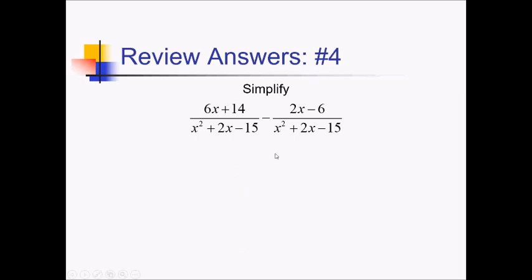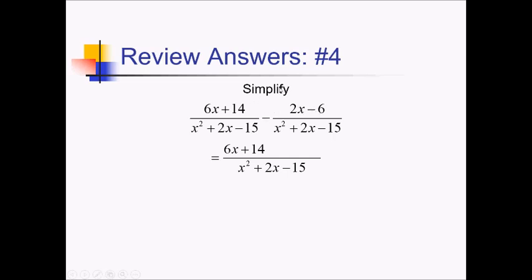To simplify this expression, since I'm adding or subtracting rational expressions, I have to first get a common denominator. Now the good news is it looks like we've already got the same denominator. So I can just keep that denominator and then just add or subtract the numerators. So upstairs, I'm going to just rewrite things now. We have a 6x plus 14. And then I'm subtracting this whole numerator.